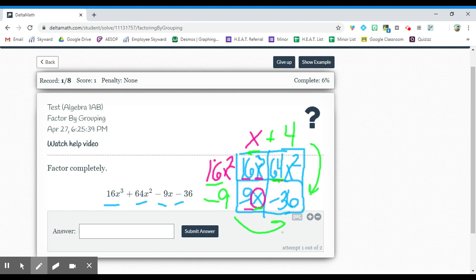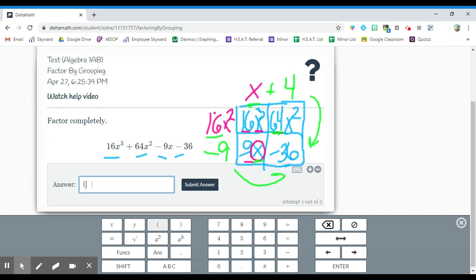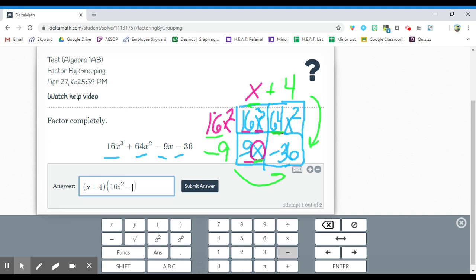Okay. So now here's going to be the fun part. We're going to write our answer. I'm going to grab my little keyboard here. I have x plus 4 is my first group. My second group, I have 16x squared minus 9. Now, here's the thing with this one. If I look at this answer, I can see that I could take the square root of 16 and the square root of 9. And this has a subtraction sign in it, which means this is the difference of perfect squares. So I'm actually not done with my answer.